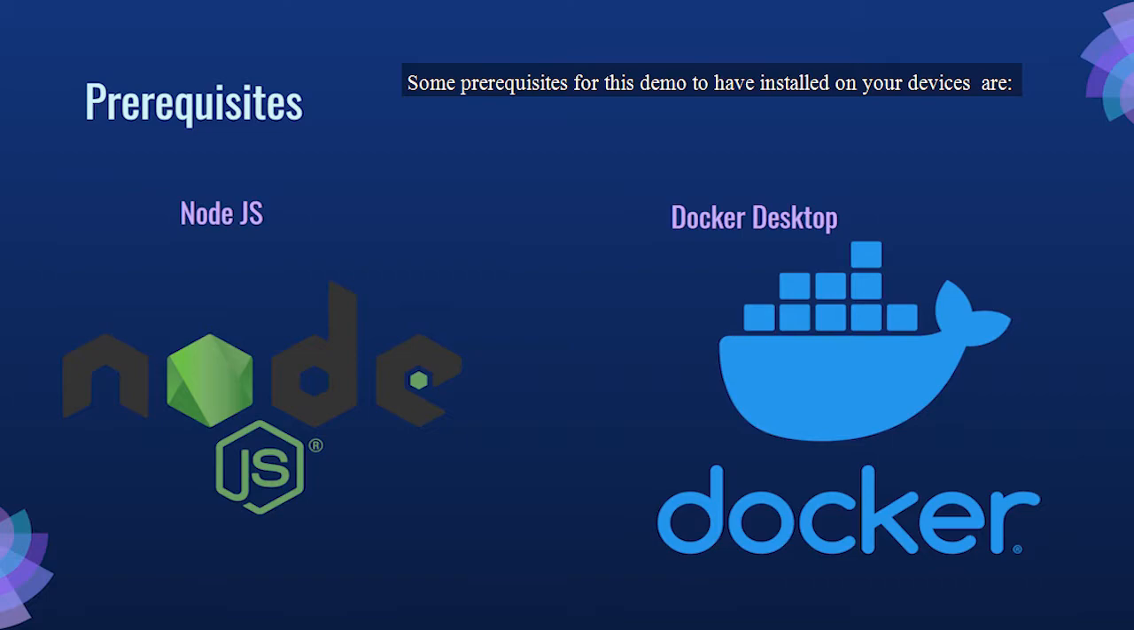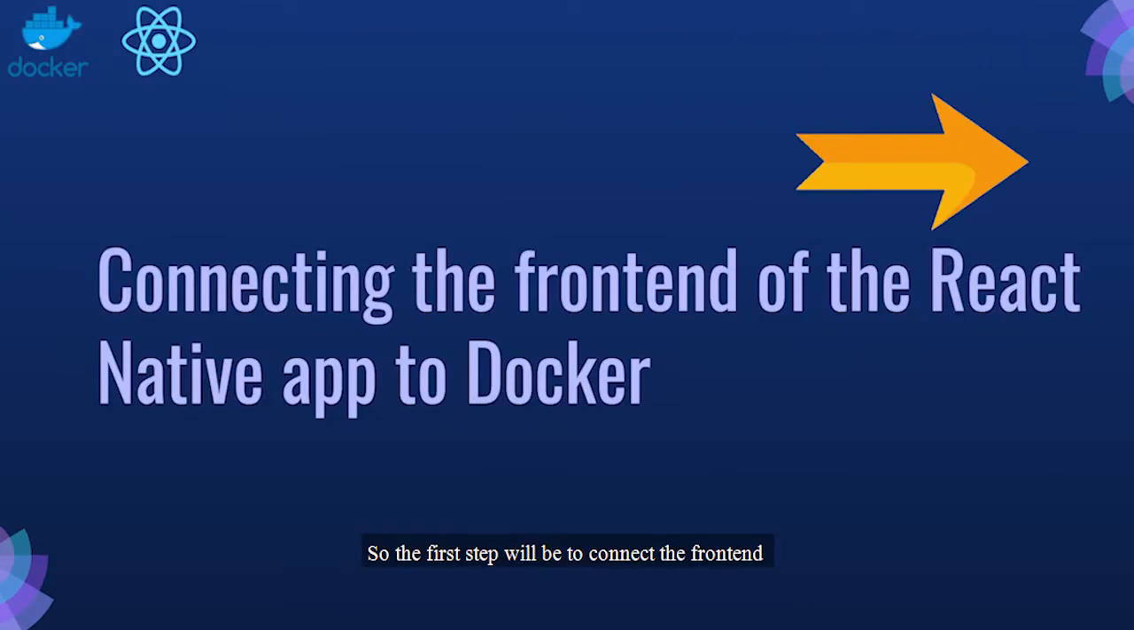Some prerequisites for this demo to have installed on your device are Node.js with a package manager, Docker Compose, and Docker Desktop. Further instructions about those installations are given on the GitHub of the demo. So the first step will be to connect the frontend.